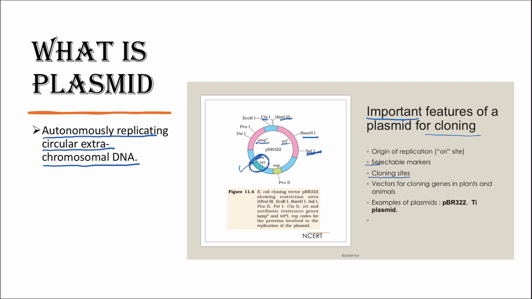Now, vectors for cloning genes in plants and animals are YAC and BAC. YAC is yeast artificial chromosome and BAC is bacterial artificial chromosome. There are two examples of plasmids, pBR322 and Ti plasmid. Ti plasmid is tumor-inducing plasmid, which is present in Agrobacterium tumefaciens, which is used to carry out genetic engineering in plants.